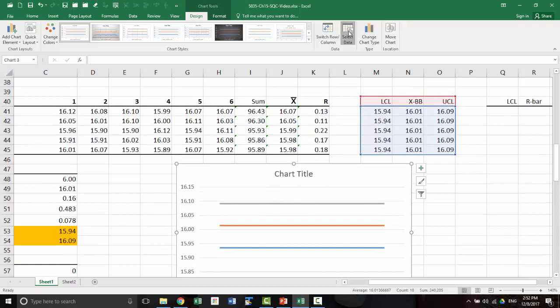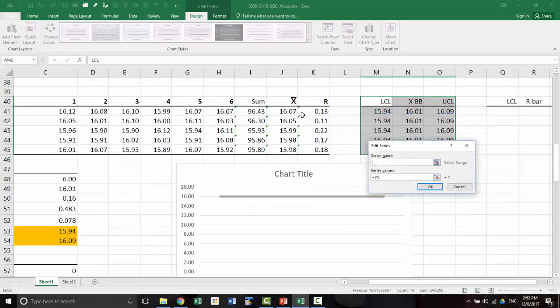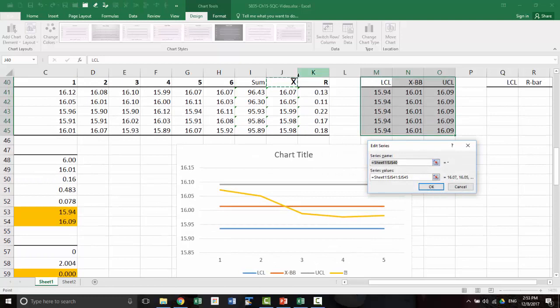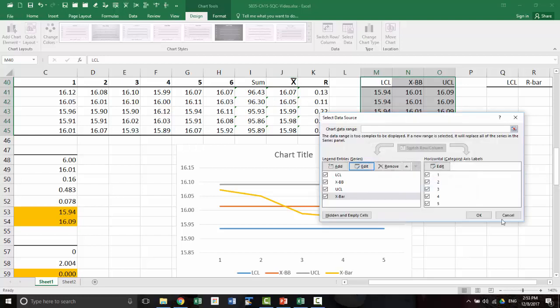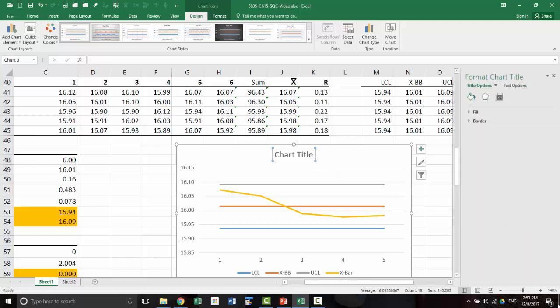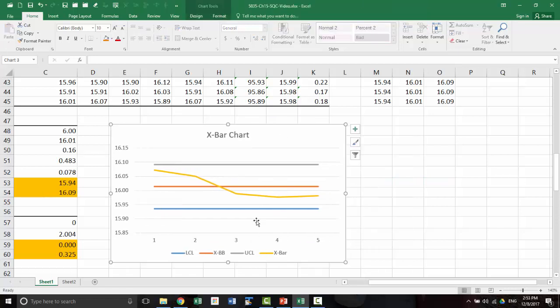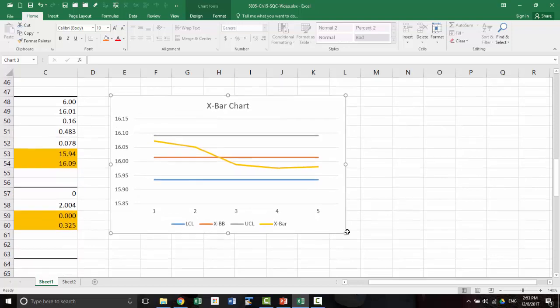Let's move it down here, and then we do select data. Add. Series name is X bar, and then the values are these. Because X bar uses a special font, it's not showing up, so let's just simply type X bar there. So this is the X bar chart. Then we have to examine the pattern of the X bars within the control limits to decide whether the process is in control or not.